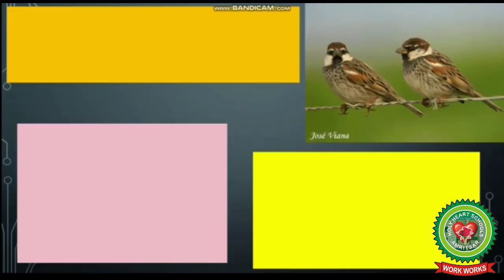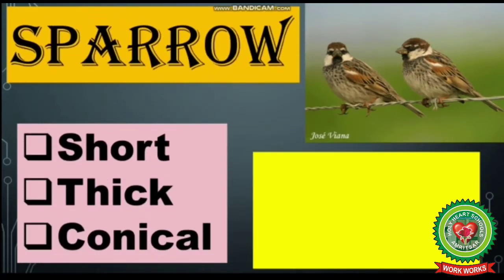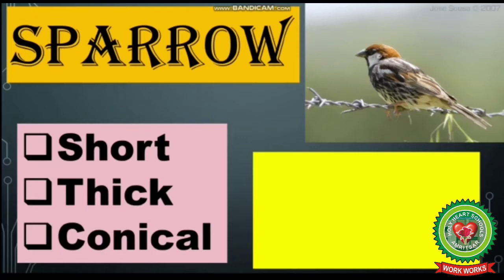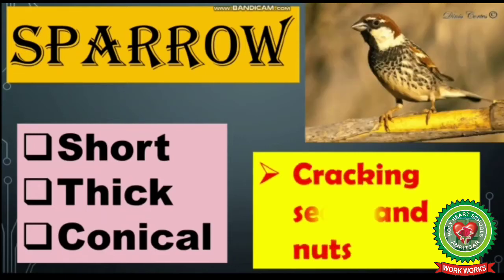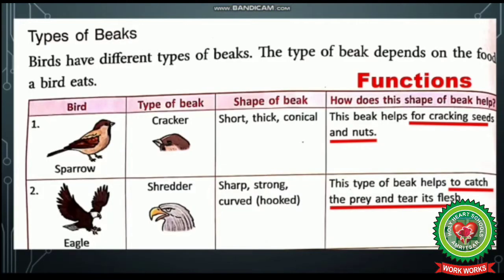Sparrow. It has cracker type of beak and its shape is short, thick and conical. And students, you know this beak helps for cracking seeds and nuts. Now underline for cracking seeds and nuts.